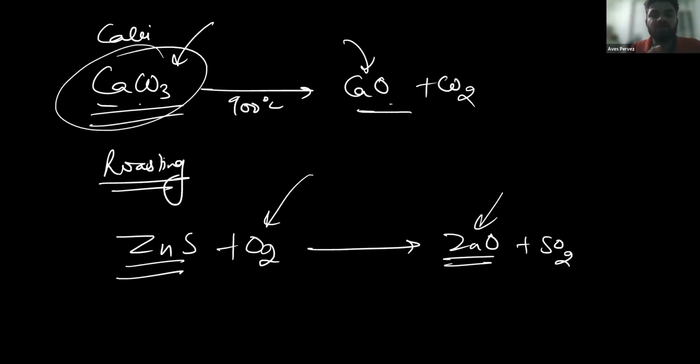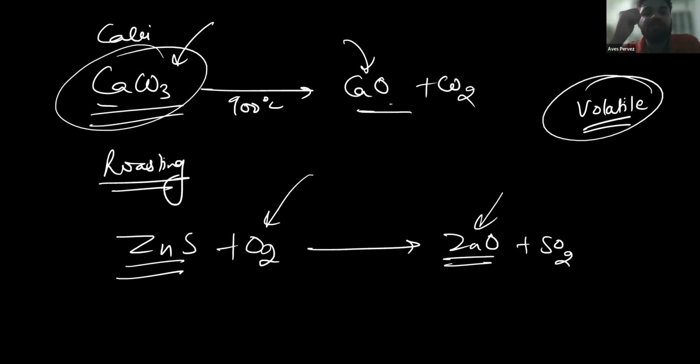Okay, so moisture is also eliminated. And the third important thing is that if the ore still has some impurities, and that is volatile impurities. What do you mean by volatile impurities? What do you mean by the word volatile? Volatile impurities means the impurities that have low melting points.